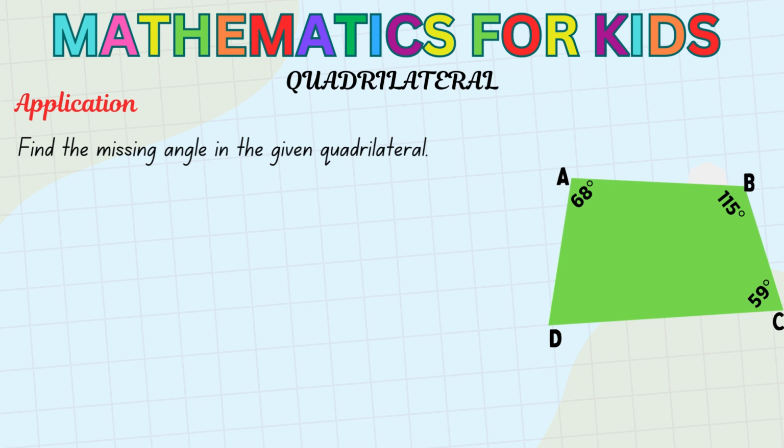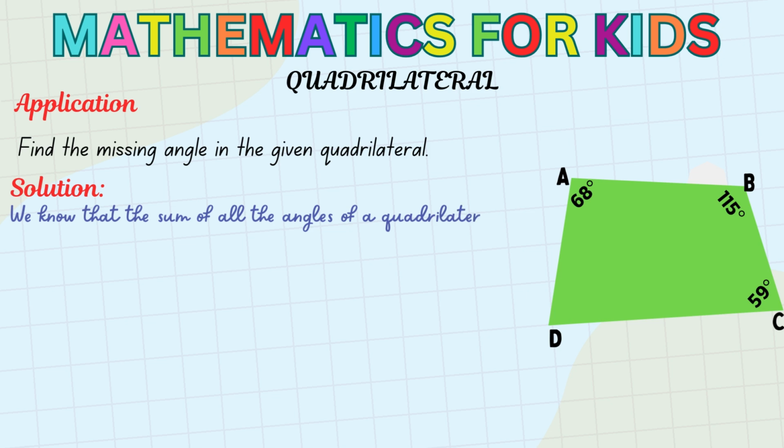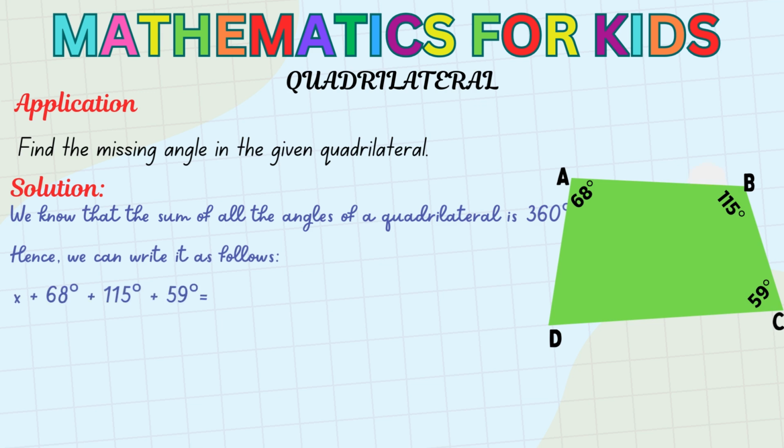In order to find the missing angle, we have to use a very important property, which is that the sum of the interior angles of a quadrilateral is equal to 360 degrees. So, since the sum of the interior angles of the quadrilateral is equal to 360 degrees, we can write that X, which is angle D, plus 68 degrees, which is angle A, plus 115 degrees, which is angle B, plus 59 degrees, which is angle C, is equal to 360 degrees, since the sum of angles in the quadrilateral is equal to 360 degrees.